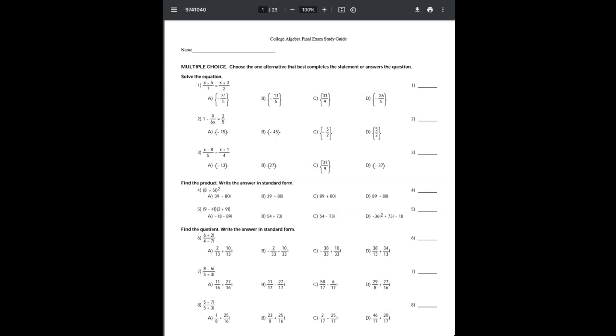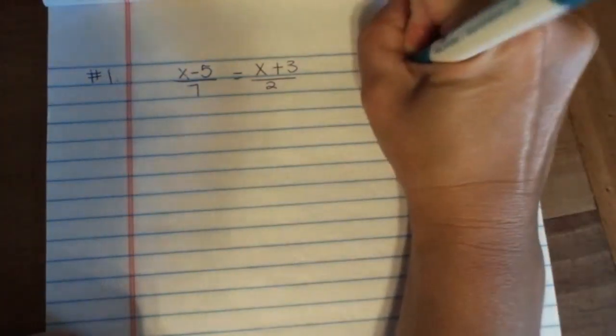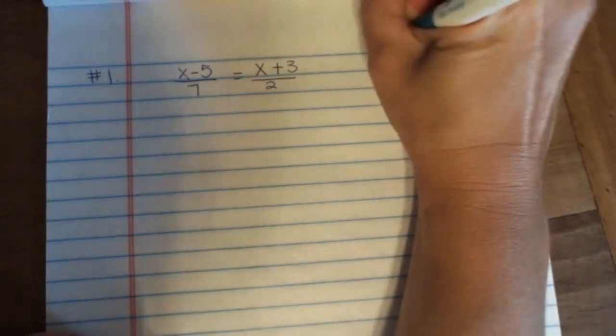Usually we try to find the domain. Let me switch my camera so that way. All right, so we see that there's fractions. So our denominator cannot be 0 for our domain.